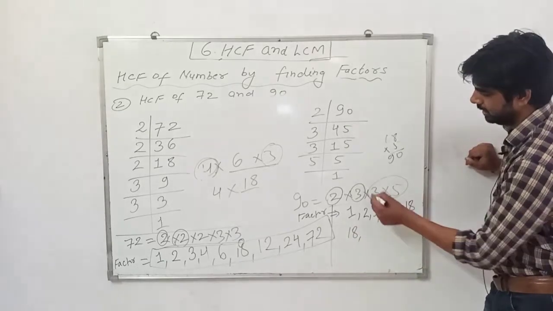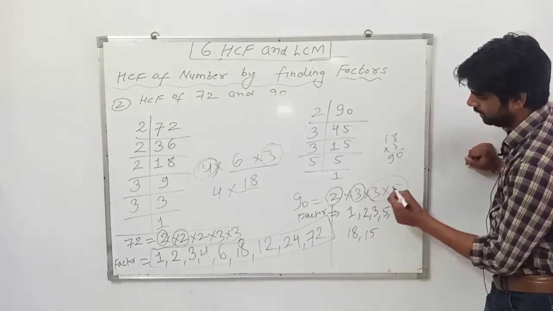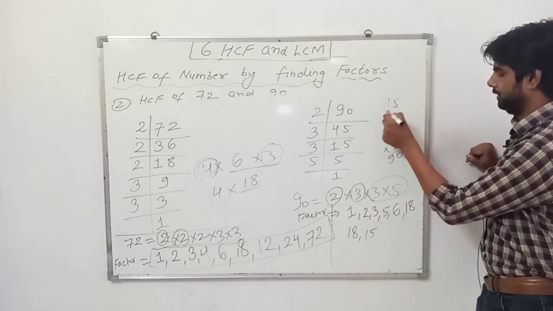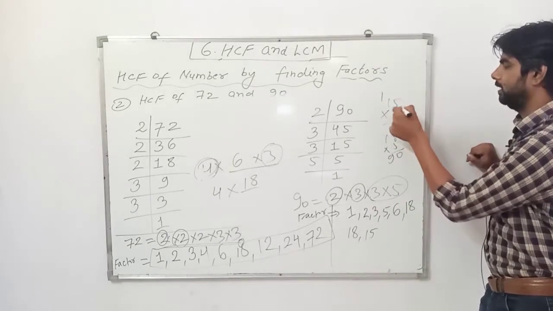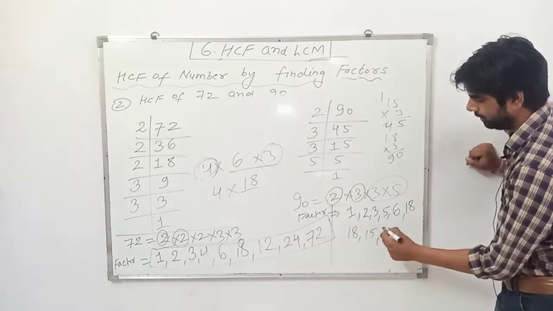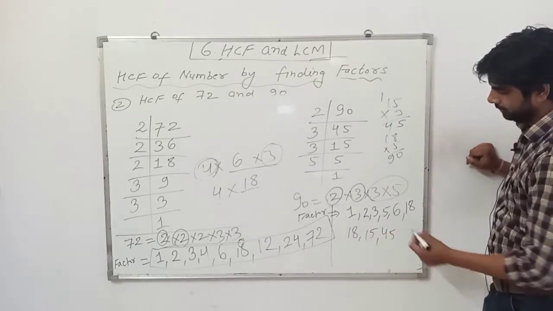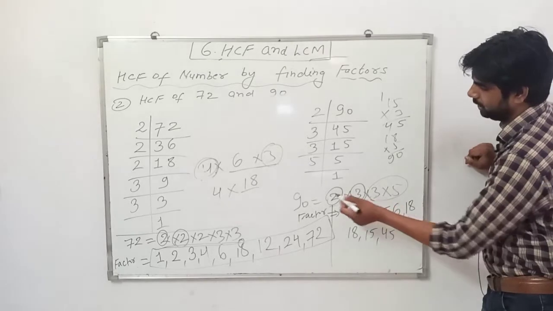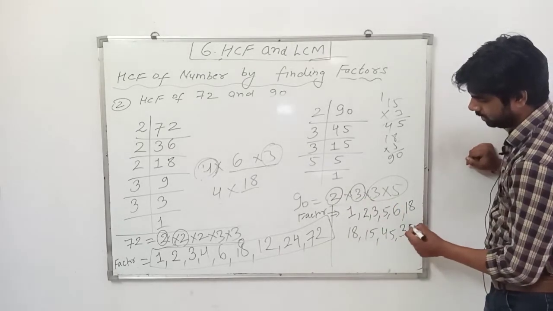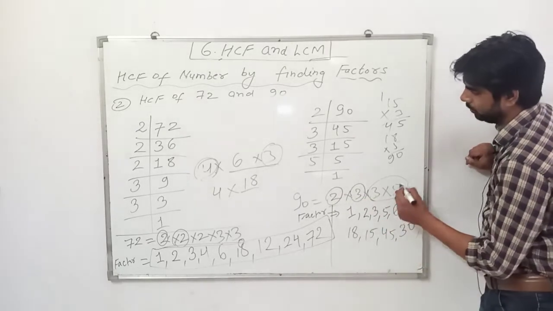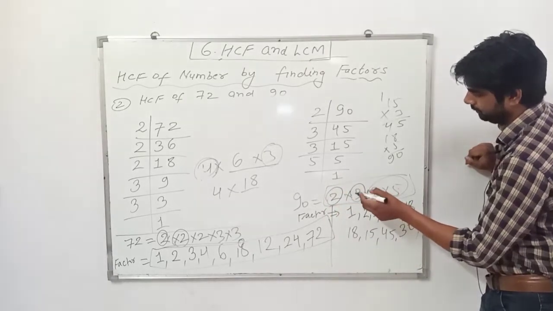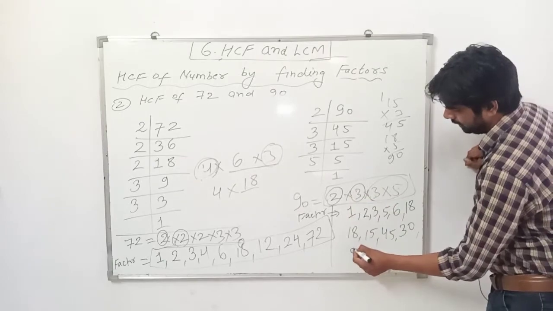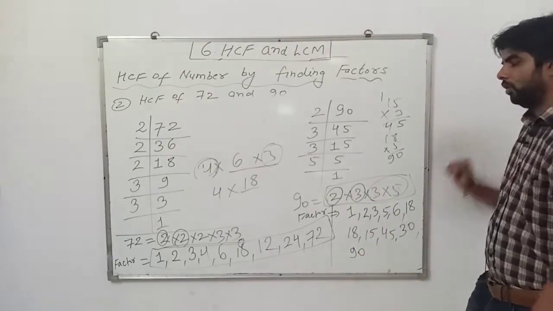5 into 3 is there, means 5 into 3 is 15, which is also a factor. 5 into 3 is 15, and 15 into 3 is 45, means 45 is also a factor. Again 3 into 5 is 15, 15 into 2 is 30, means 30 is also a factor. So this is how. And now if we multiply all, 5 into 3 is 15, 15 into 2 is 30, and 30 into 3 is 90. 90 is also a factor of 90.